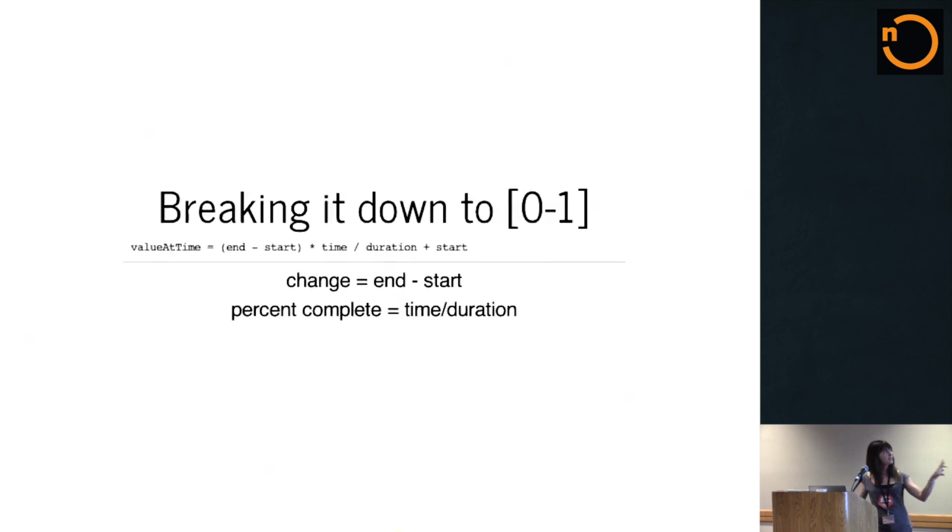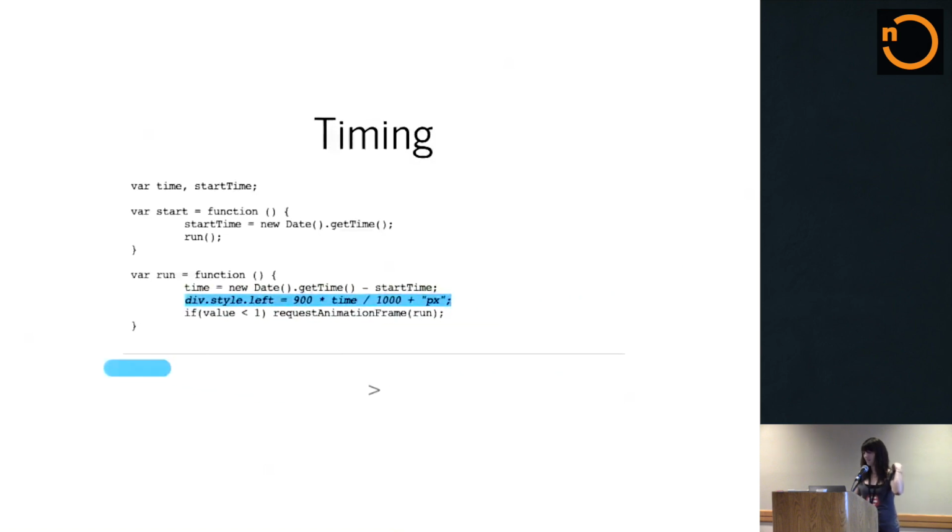And really, the beginning of this equation, that end minus the start, if you start at 0 and you end at 900, this equation becomes even more simple. At that point in time, you have your end and then your percent complete. So this equation is actually very simplistic, and we're just going to look at that time divided by duration. That's the really interesting bit. And that's where we can start to create some fun stuff.